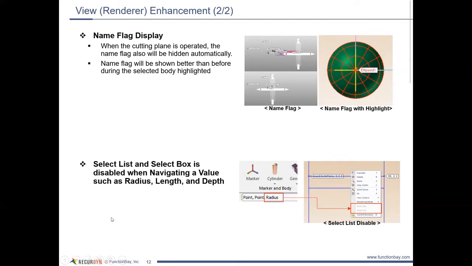The select list and select box are very useful things. What's been enhanced here, to make the usability better, is that when you're in the middle of defining something and you need to select a numeric value, it will make the select box and select list inactive because it doesn't apply. That gives you the feedback that at this point you don't want to be using the select box or select list because you want to put in some kind of value. So I think that's more clear.